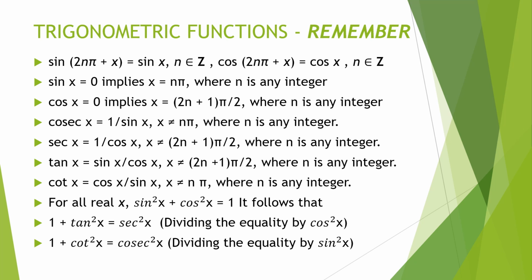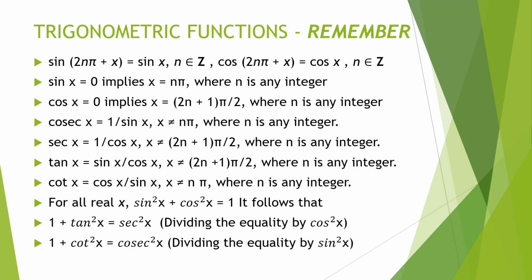Cos x will be 0 when x is equal to (2n plus 1) pi by 2, where again n is an integer. So if it is any odd multiple of pi by 2, the value of cos will be 0, because you know that the coordinates will have the x coordinate as 0. That means cos x will be 0. For pi by 2, 3 pi by 2, cos x will be equal to 0.